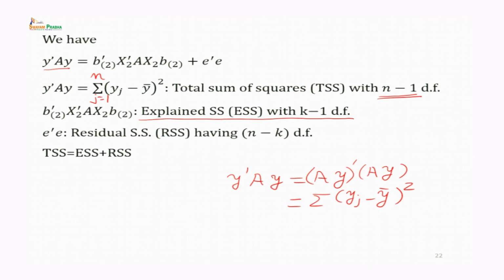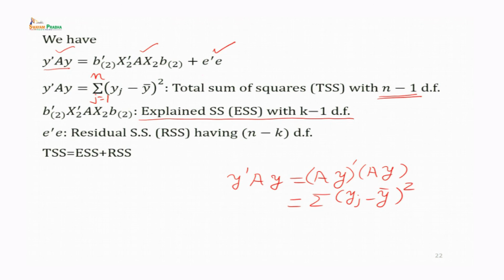Again, I am not going into the details, but this is the total variation in y's. This is the amount of variation explained by the regression, and then you have residual sum of square, which is E transpose E. E transpose E has n minus k degrees of freedom. Total sum of square in y j's, then you have explained sum of square, the part of variation in y's which is explained by the regression, and then residual sum of square.